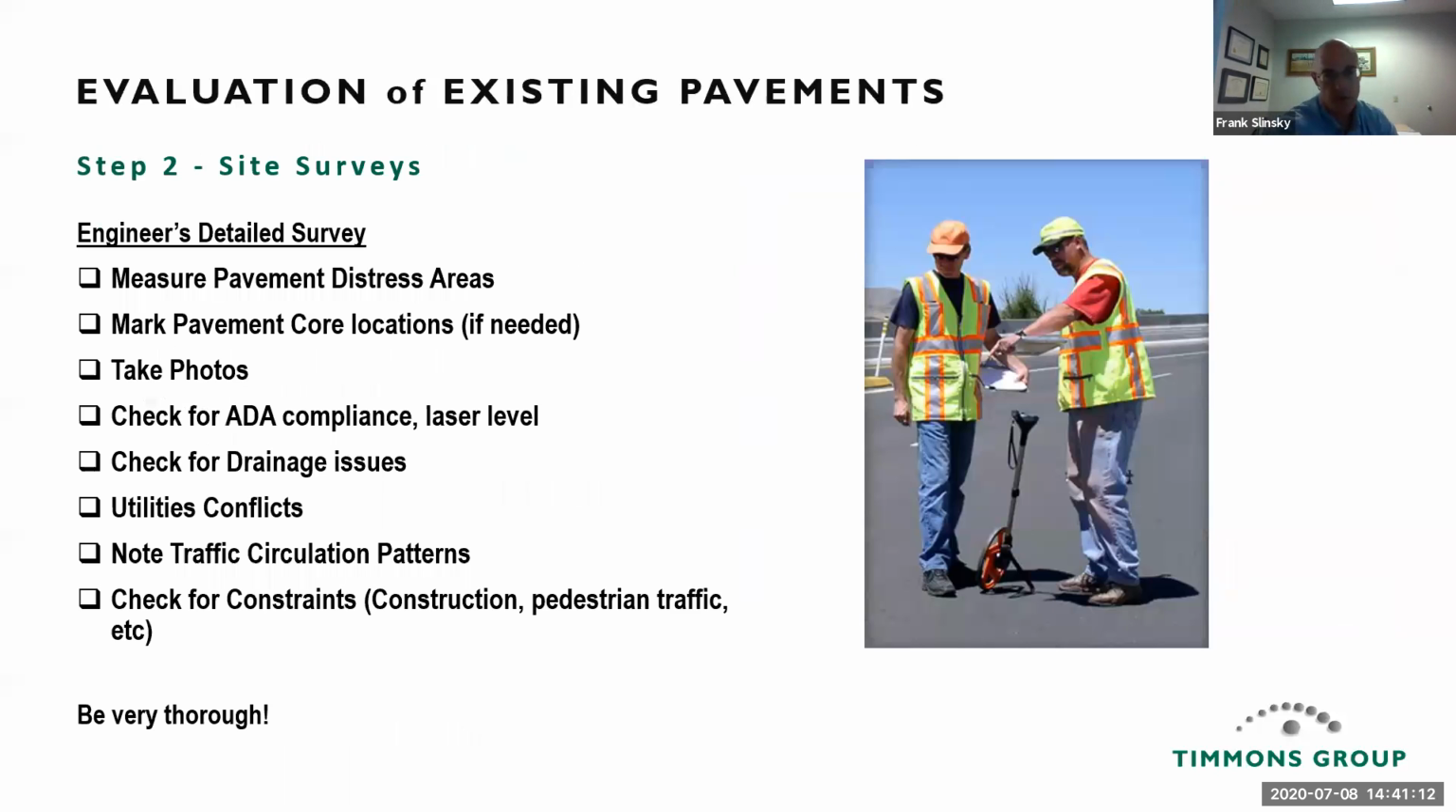Step 2 is site surveys. This is when the engineer does a detailed survey of the site, measure the pavement distress areas, mark pavement core locations if needed, take photos, check for ADA compliance, bring a laser level, check for drainage issues, utility conflicts, note traffic circulation patterns, check for constraints, construction constraints, pedestrian traffic, etc. Be very thorough.